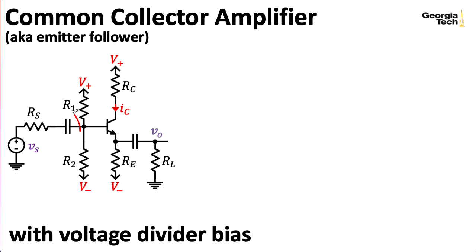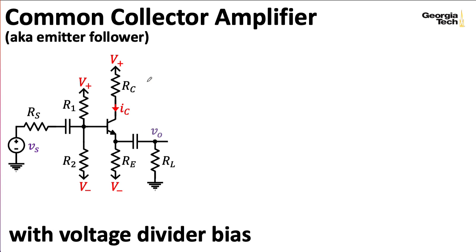Like the common emitter example we looked at last time, we're using a voltage divider consisting of two resistors to help provide the bias. I'm including this RS here. This is not part of the amplifier itself. This is representing the output impedance of the source that's driving the amplifier. And similarly, I have an RL here that's representing an external load that is also not part of the amplifier itself. It's this mess in here that's considered to be the amplifier.